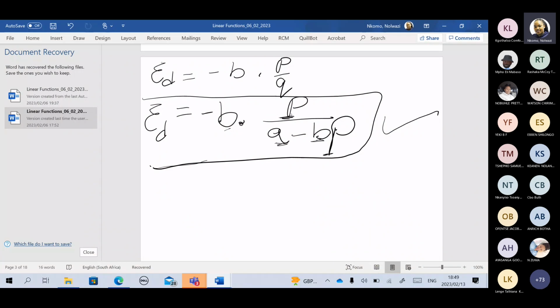Okay, here in this module, we'll consider two approaches to measure the price elasticity. We'll consider the approach where we measure the point elasticity and the approach where we measure the arc elasticity.